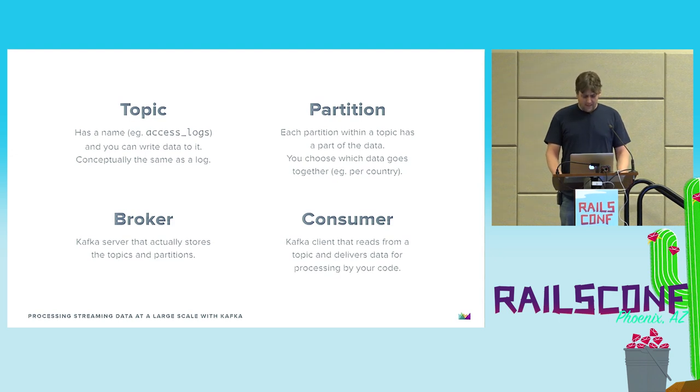And Kafka kind of likes to invent its own words for some reason. So a lot of these things already have a name, but they also have a Kafka name, which can be a little confusing. So these are the four concepts. I will now go into them in more detail.